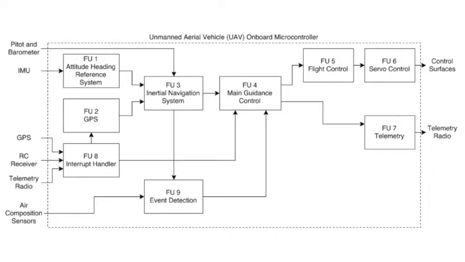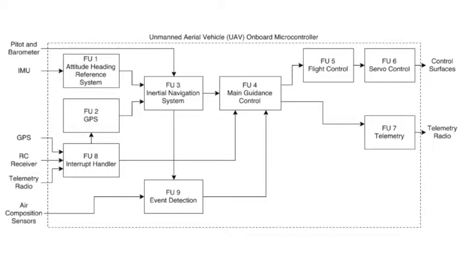So if we take a look at the UAV software component, you can see the attitude heading reference system, functional unit 1, measures the orientation using the IMU. GPS gives the location of the aircraft. An inertial navigation system takes the orientation information from the attitude system and the location information from the GPS. It also estimates airspeed using a pitot tube with a dynamic pressure sensor, and a barometer it uses to estimate the altitude. Then, based on the information it gets, it determines what trajectory to take up next to reach the next waypoint.